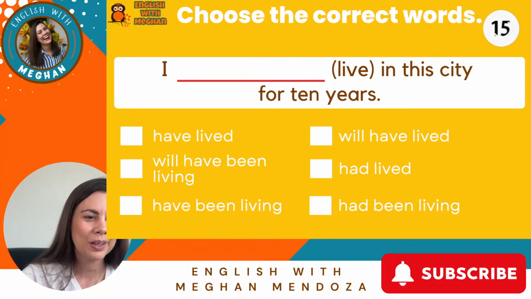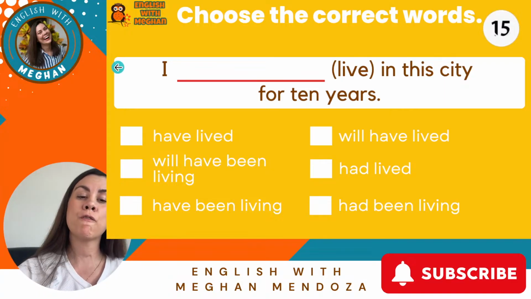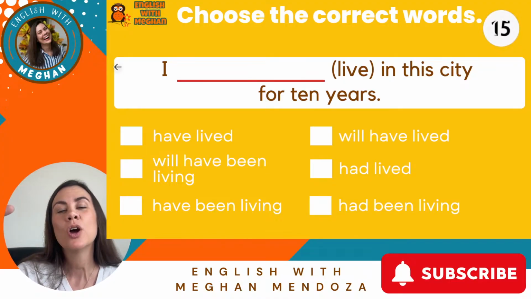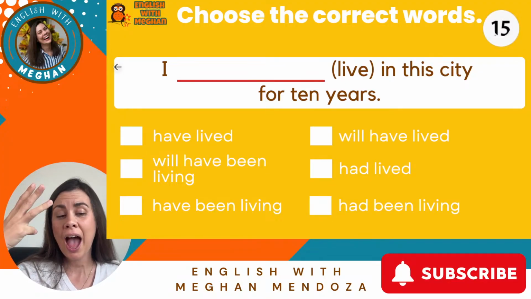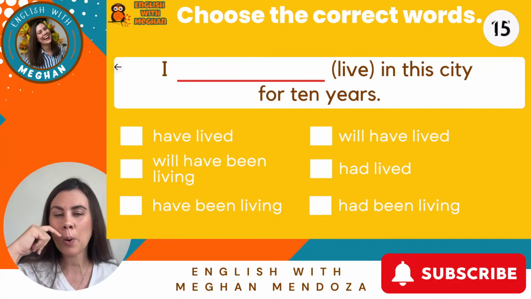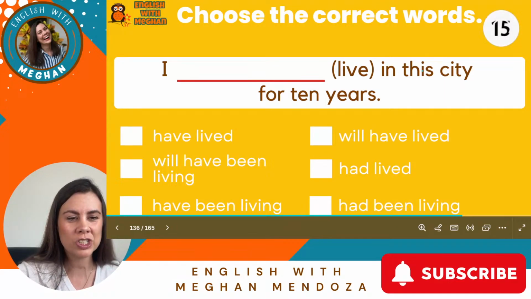Next one. Okay. What do we put here? Okay. I live in this city for 10 years. Okay. Is it have lived, will have been living, will have lived, had lived, or had been living? 1, 2, 3, 4, 5, 6. So put your number in the chat, okay? I'm not going to give you too much time, but yes, get ready.